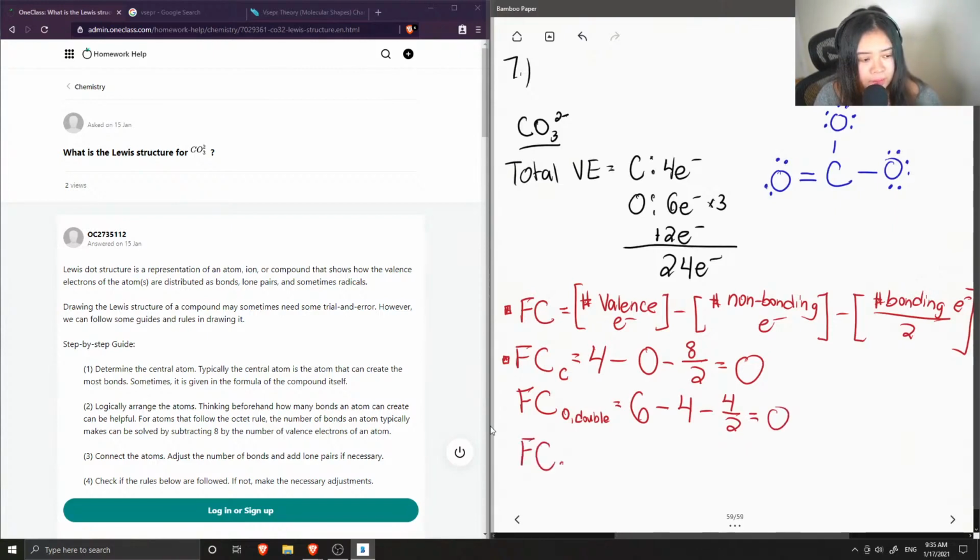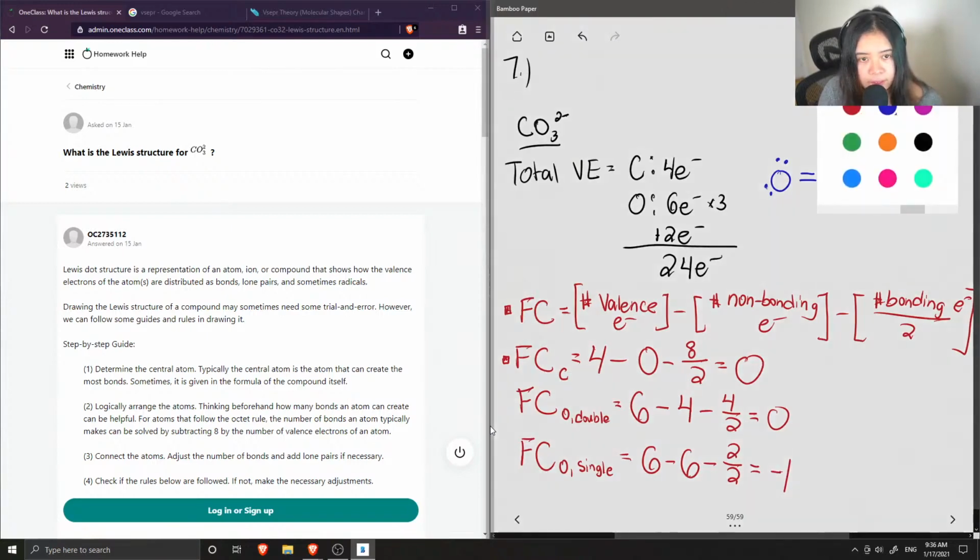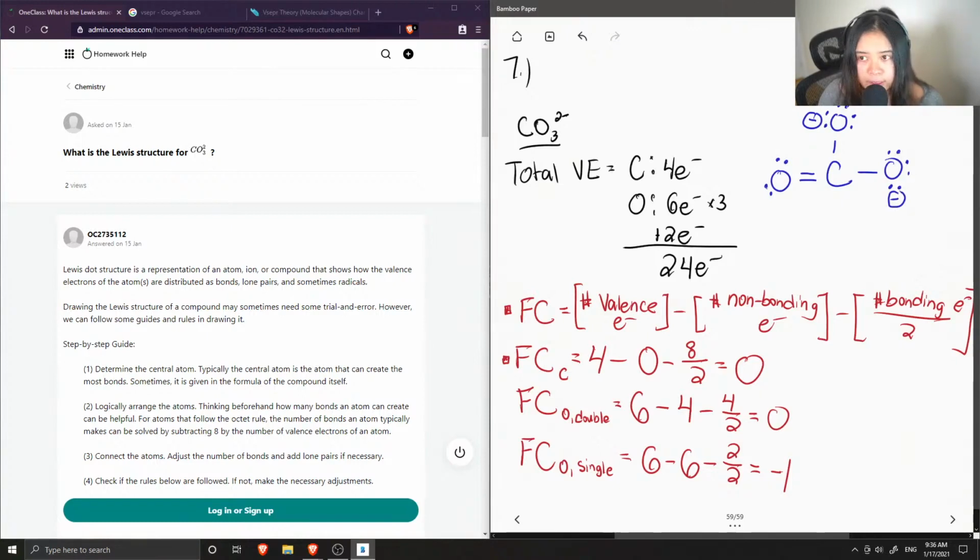And now let's calculate the formal charge of our 2 single bonded oxygens. So they have 6 valence electrons and 6 non-bonding electrons. And they both have the single bond. So there are 2 bonding electrons divided by 2. So 6 minus 6 minus 1 is -1. So we can show that these 2 oxygens will have a formal charge of -1. And again, if we added up the formal charges, we have an overall charge of -2 for this ion. So this is expected. So we know that this is the correct Lewis structure for the carbonate ion.